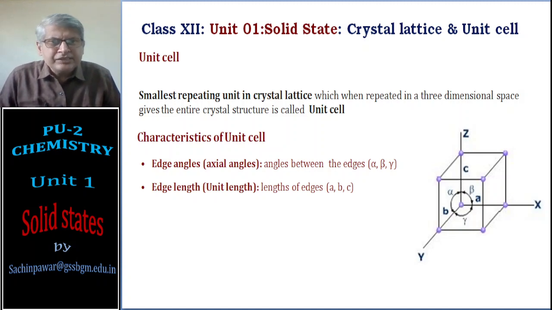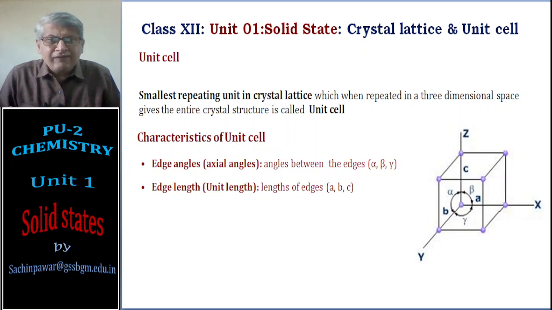Then between any two edges there is a certain angle, and that angle gives the unit cell a particular shape. These are three: alpha, beta, gamma. The angle between edge A and edge C in the diagram is referred to as the beta angle. The angle between edge B and edge C is referred to as the alpha angle, and the angle between edge B and edge A is referred to as the gamma angle.